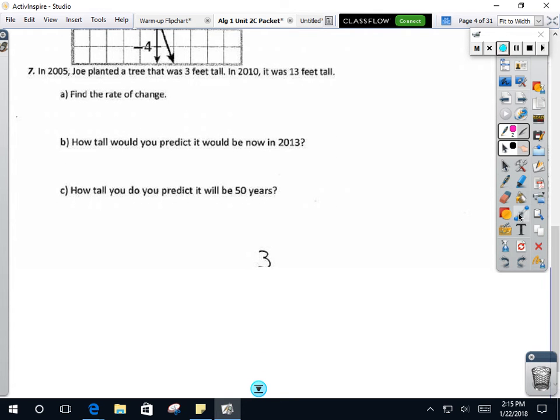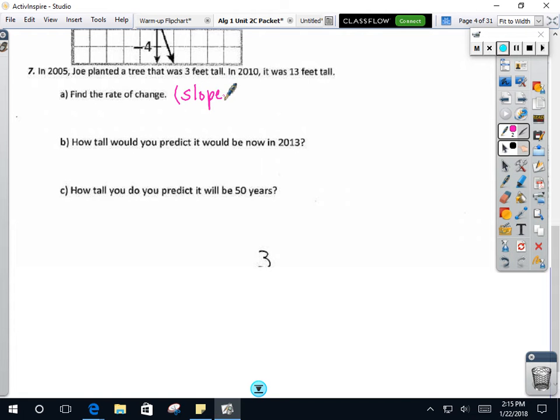All right, number 7. In 2005, Joe planted a tree that was 3 feet tall. In 2010, it was 13 feet tall. A says to find the rate of change. To find the rate of change, you do the exact same thing as you do to find slope.